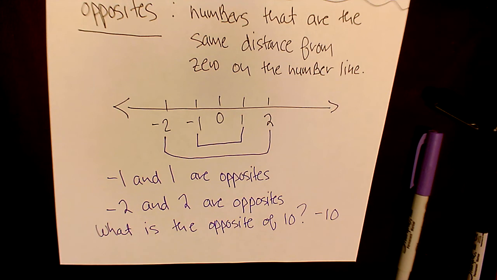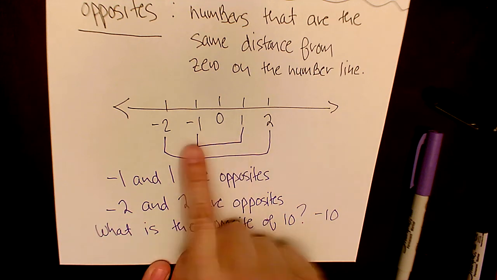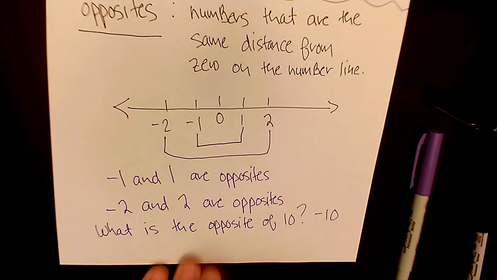So on the homework, they're going to ask for the opposite of a number, like 10. And you just change the sign. The opposite of 10 is negative 10. So it's kind of like partners on either side of the 0. That's all that opposites are. Okay, is that good?